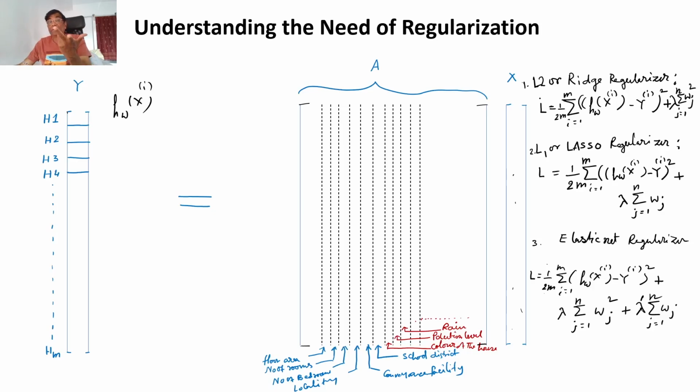There are three kinds of regularizer. And by the way, they are called regularizer because they regularize the design of the predictor. One is called Ridge regularizer, another is called Lasso regularizer, another is called elastic net regularizer. Don't worry, I will come back to all this.